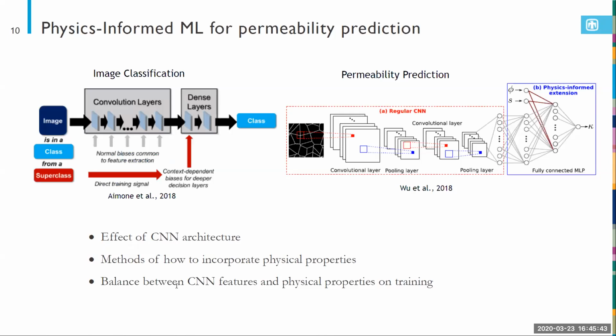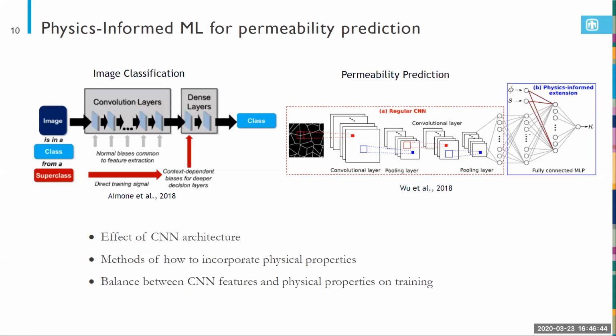One thing that we try to reproduce from previous work comes from two different studies. One is by Brad Amonis, a neuroscientist. He proposed to include some superclass information, some other context related to the original images. He augmented this superclass information into the dense layers and improved classification of images generically. And Wu et al. also suggested that instead of using a regular CNN only, he added two physical properties, porosity and surface area, as numeric values into the fully connected multilayer perceptron regions, and this improved results a lot.